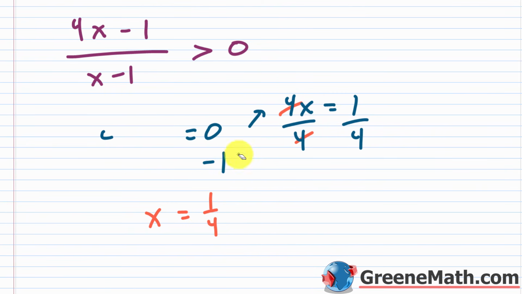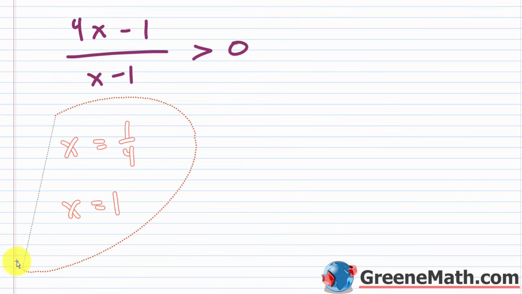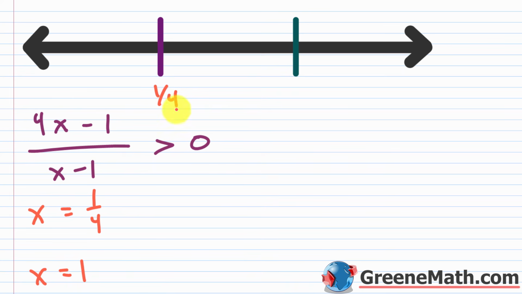So that's one critical value. And again, this is going to be excluded because this is a strict inequality. You would end up with 0 is greater than 0, which is false. So let's put this over here. The other one is the x minus 1 that we saw earlier. If we set that equal to 0 and solve, we get x equals 1. And remember, this is automatically excluded because it makes the denominator 0, so it would violate the domain. So let's grab this. So we'll come down here and test. So this is 1/4, and this is 1. So let's think about this as a, so anything less than 1/4. This is b, anything between 1/4 and 1. And this is c, anything greater than 1.